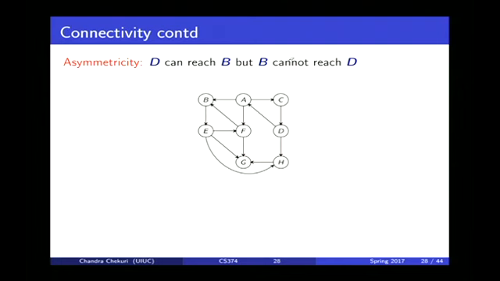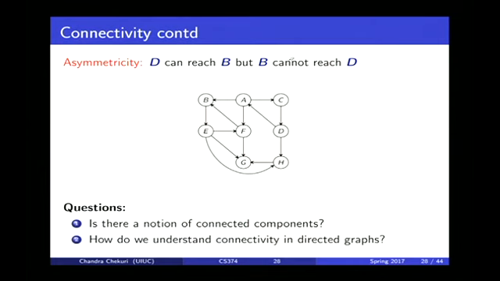If I have a directed graph, things are a bit more complicated because the reachability relation is not symmetric. If you look at this graph, the vertex B can reach the vertex G by this path, but G cannot reach B because G has no edges out. So the reachability relationship is not symmetric, and we need to think a little bit more carefully about what the structure of directed graphs is.